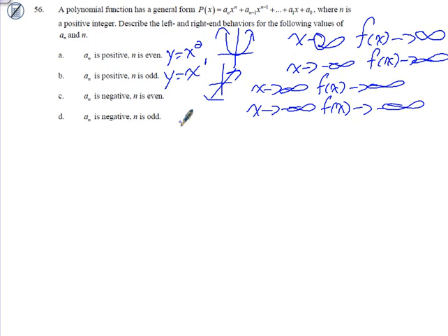So we can continue with that. For a is negative and n is even, I can look at the graph of negative x squared. So both will go to negative infinity. And if my leading coefficient is negative and n is odd, I can just look at the graph of y equals negative x, which looks like this. So as x goes to infinity, f of x goes to negative infinity. As x goes to negative infinity, f of x goes to infinity. Whew. So all you're looking at there is, as x goes infinitely to the right, and as x goes infinitely to the left, what is happening to your y values.